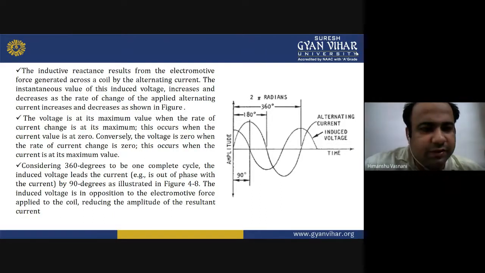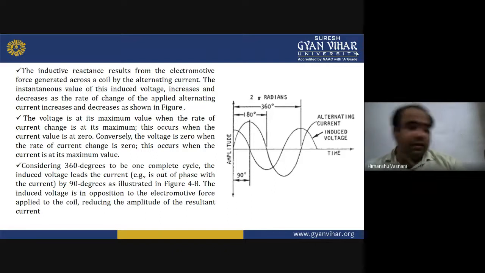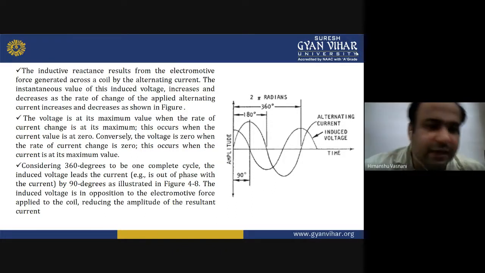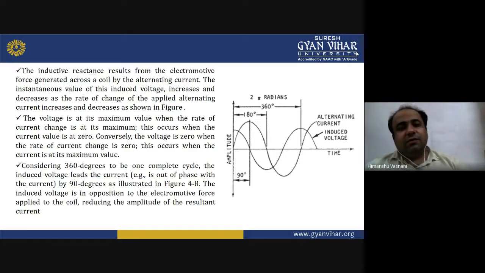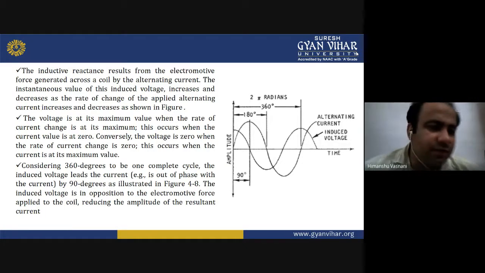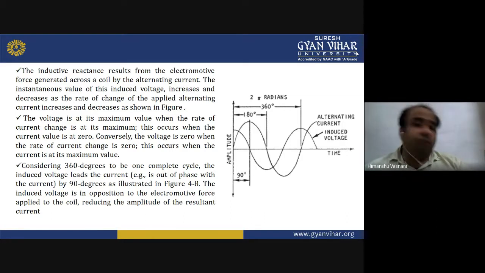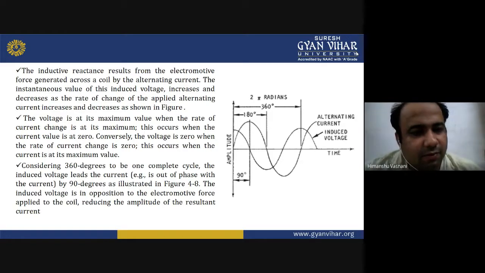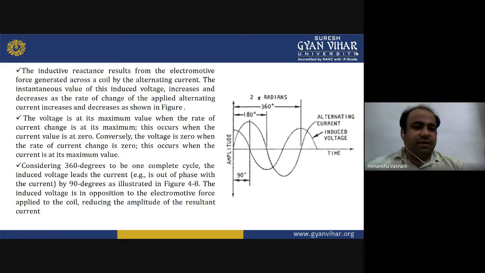Now the voltage is at its maximum value when the rate of current change is at its maximum. This occurs when the current value is zero. Conversely, the voltage is zero when the rate of current change is zero, and this occurs when the current is at its maximum value.